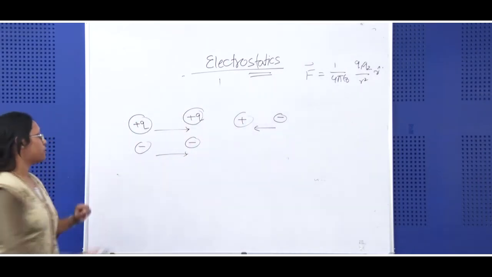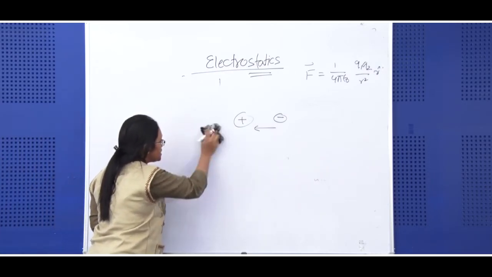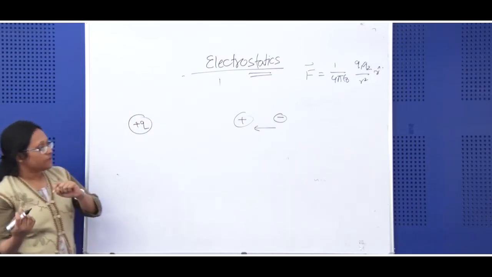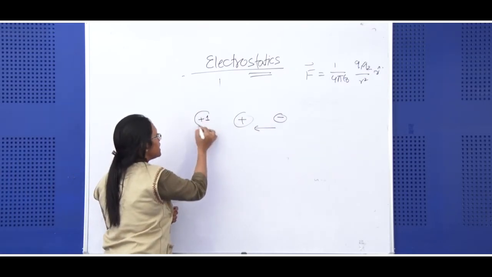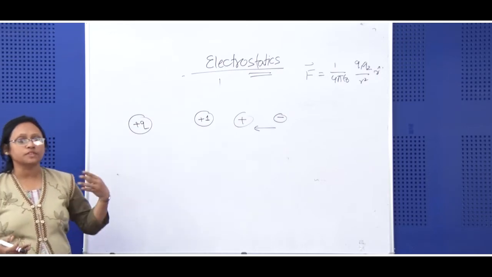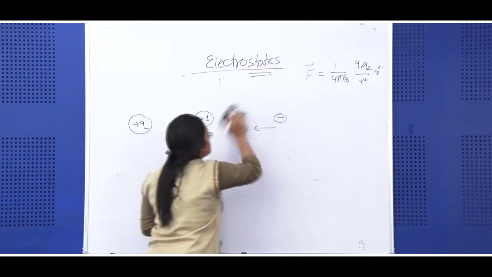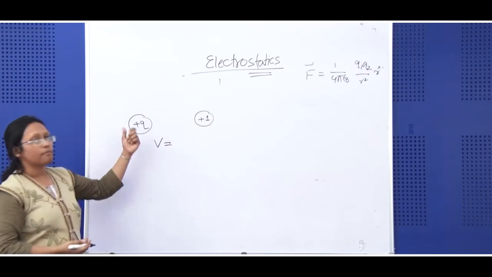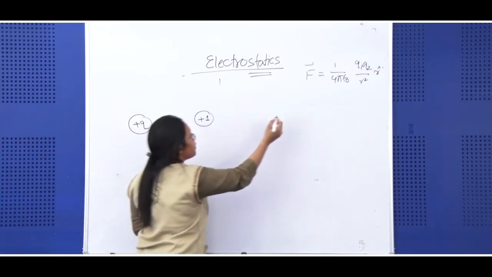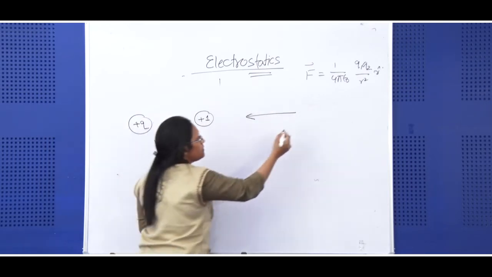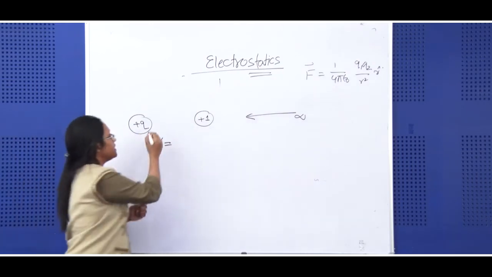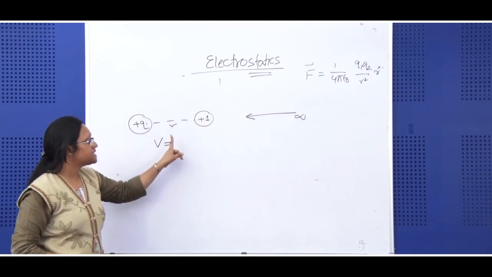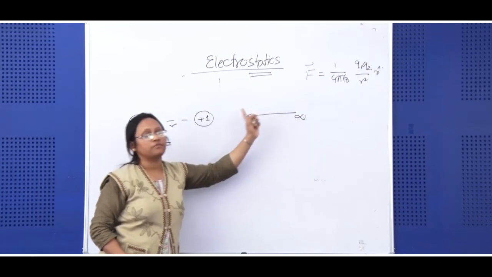Now we have one positive charge at this point. When there is a positive charge at this point, definitely there will be some field surrounding this charge. Now if we want to bring a unit positive charge to this point, we have to do some work. That is given by electric potential. Electric potential is defined as the amount of work done in bringing a charge from infinity to this point. This point has position vector r. So potential is defined as the work done in bringing a unit charge from infinity to this point.